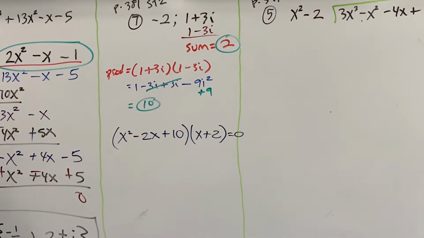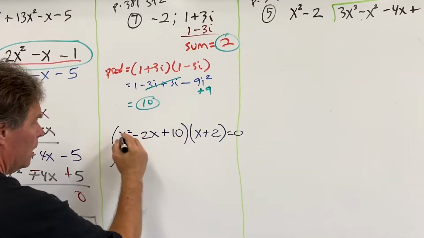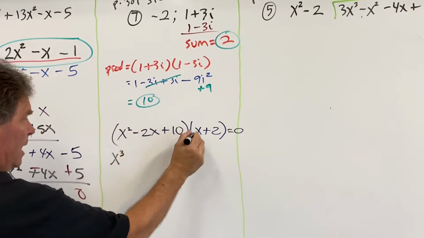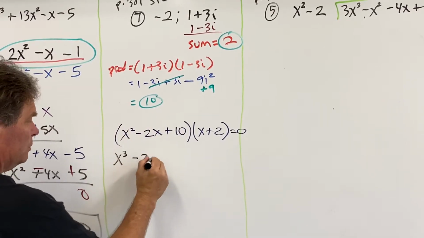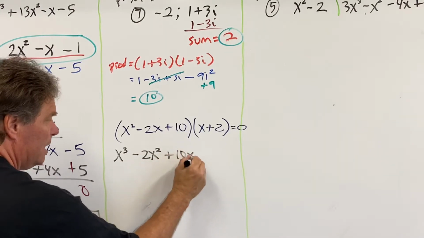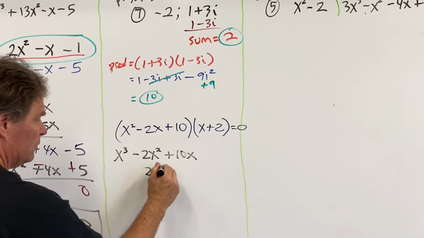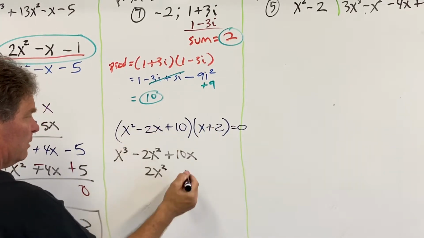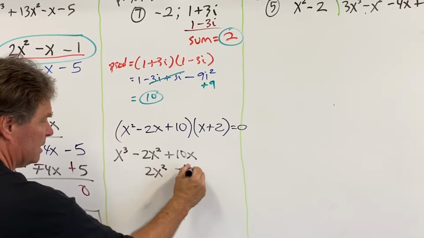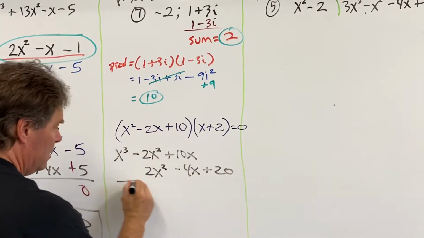So here we go. x squared times x to the third, x times this, minus 2x squared, x times 10, 10x. Now 2 times everything: 2 times x squared is 2x squared, 2 times negative 2x is minus 4x, and 2 times 10 is 20, okay?